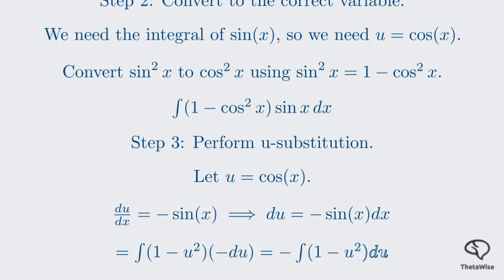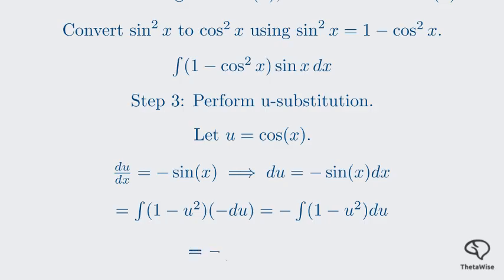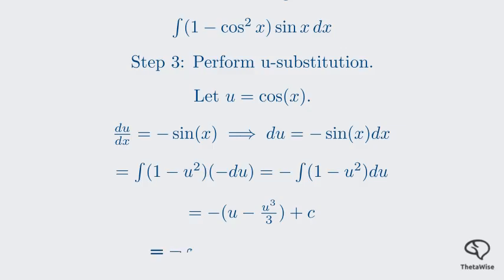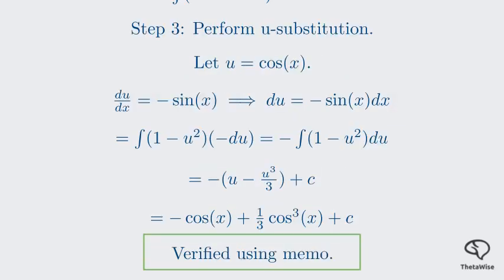The negative sign can be pulled out front. Integrating term by term gives negative the quantity u minus u cubed over 3 plus c. Substituting back u equals cosine x, we get negative cosine x plus cosine cubed x over 3 plus c. This is also often written with the positive term first. Verified using Memo. Our final example in this section is for a very special case, when both powers are even.